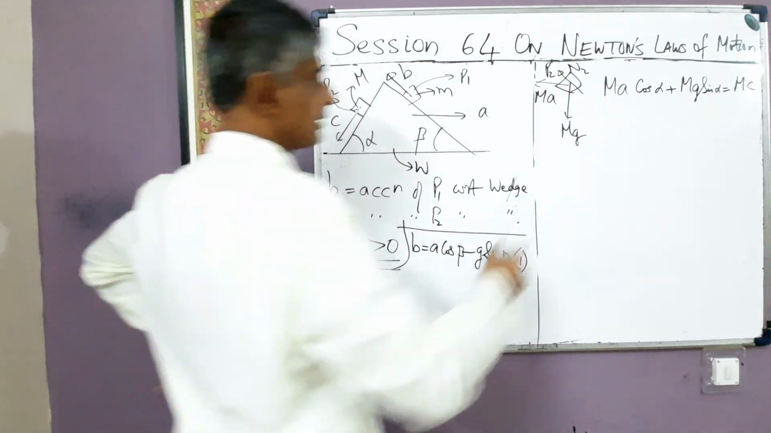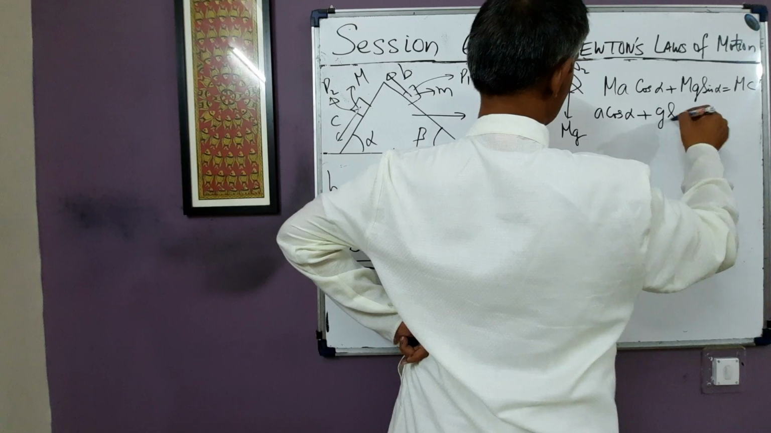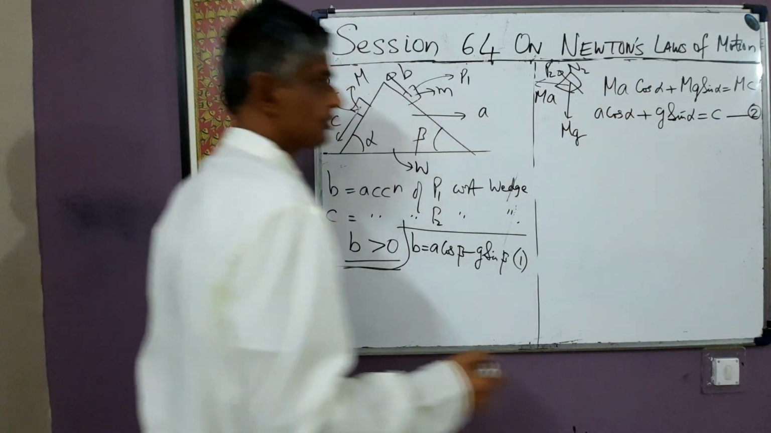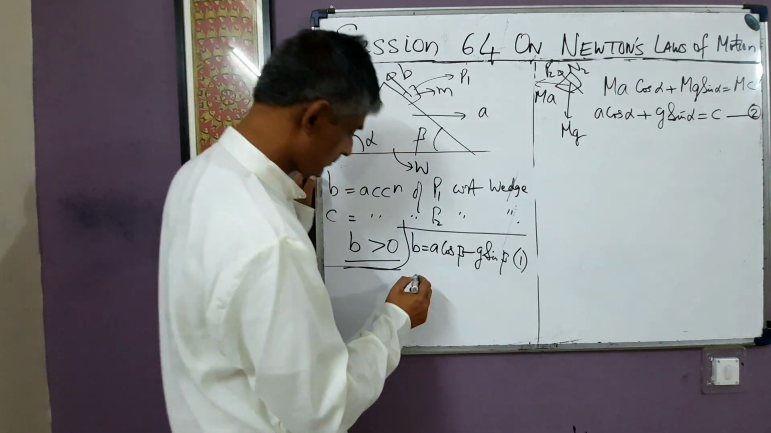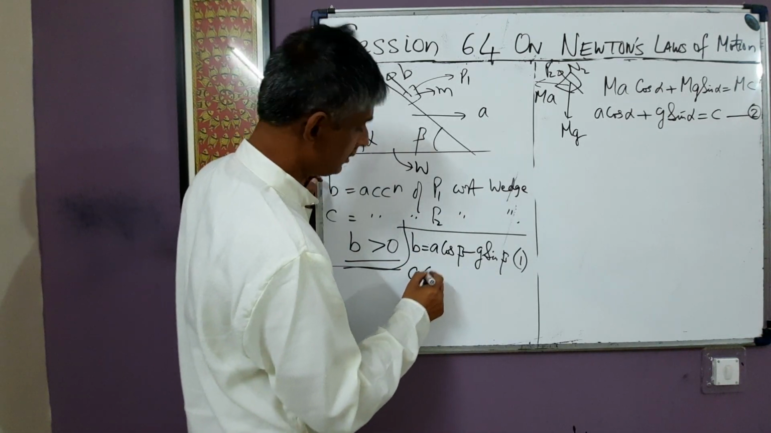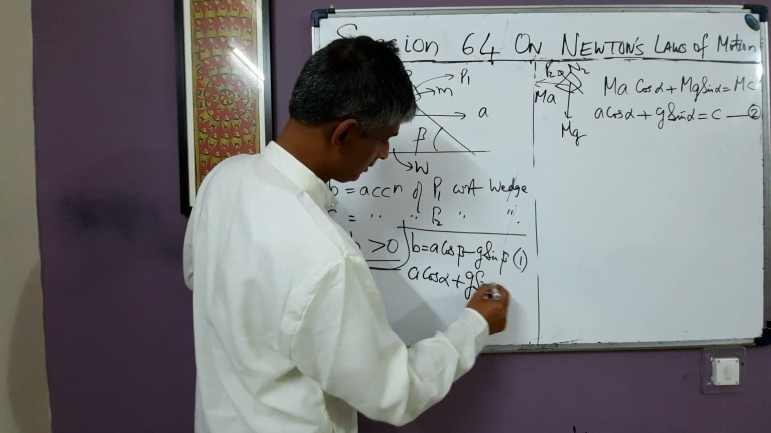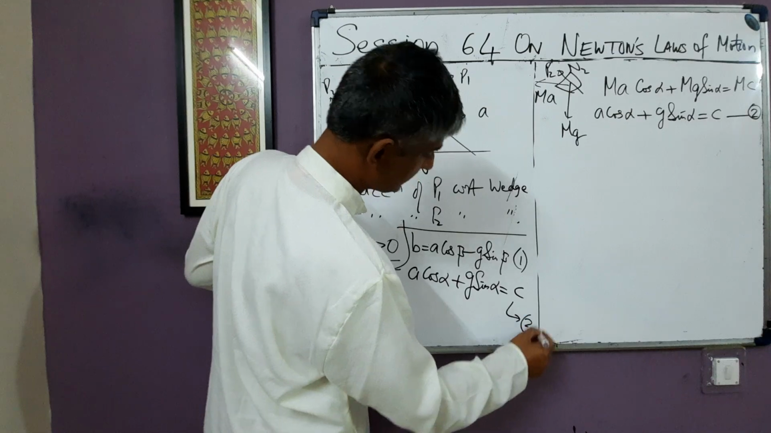So m goes away. A cos alpha plus g sin alpha is equal to c. This is the second equation. Fine. So this equation I write it here: A cos alpha plus g sin alpha is equal to c. This is the second equation.